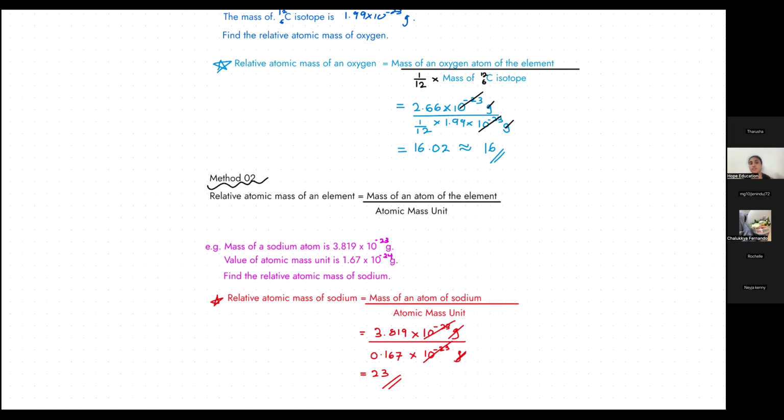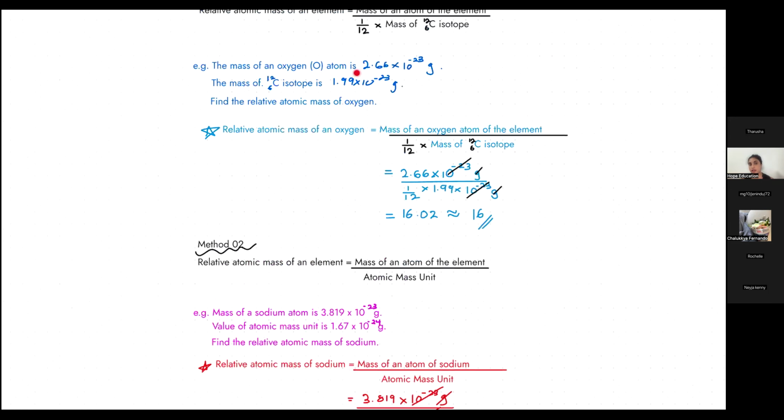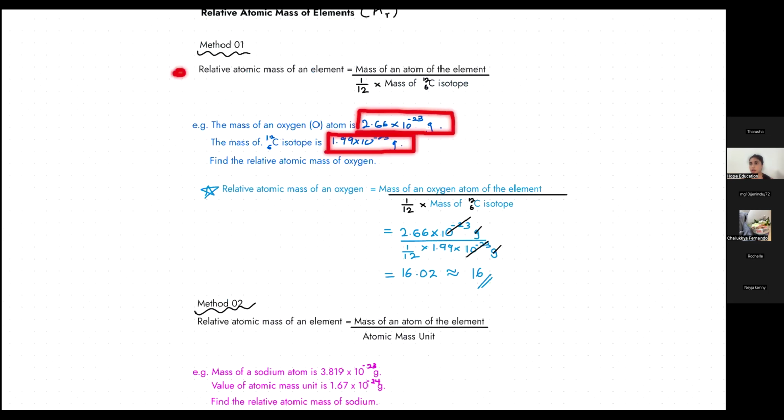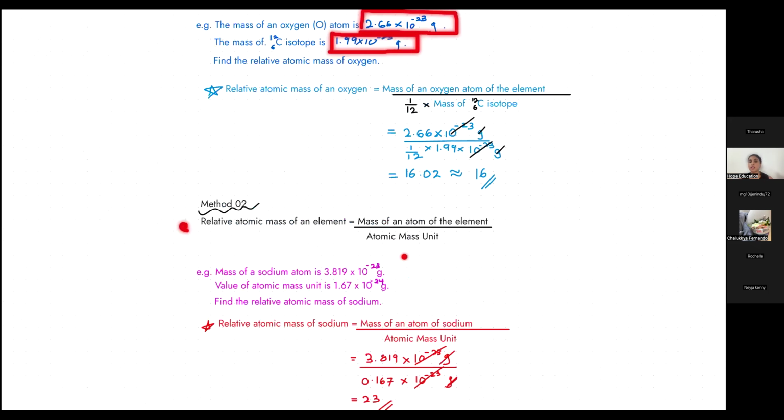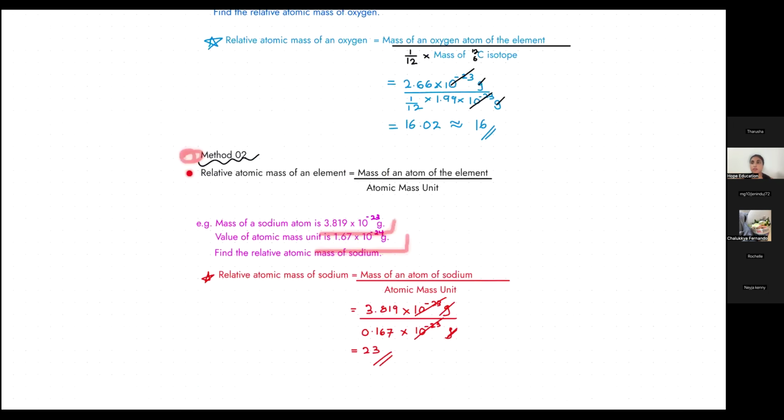Then think, in a question you are given the mass of an atom of that element and the mass of the carbon-12 isotope. If they give that, you have to use method 1, because method 2 doesn't have a carbon-12 isotope. Then you have to use method 1. But if they give you the mass of an atom of that element and atomic mass unit, then you have to use method 2, because method 1 has not enough information. So what method you are using depends on the information you are given with.